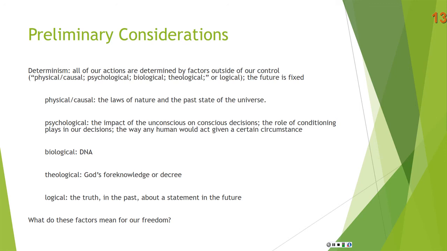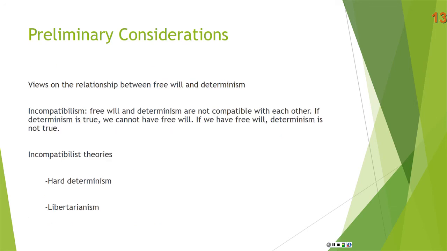At any rate, you might ask, how many of these factors actually determine our actions? What do they mean for our freedom? Even if our actions are completely determined, might we still be free? Right? And so there are various takes on this. There are views on the relationship between free will and determinism.